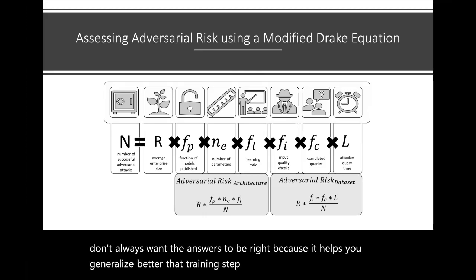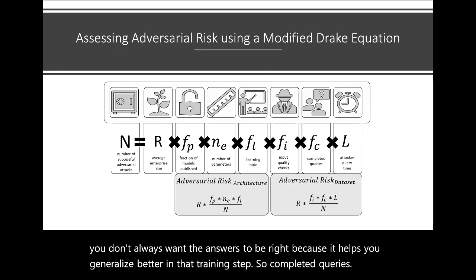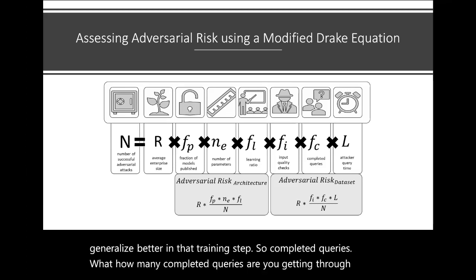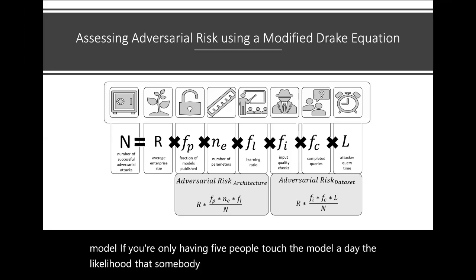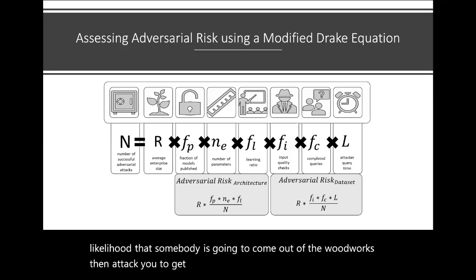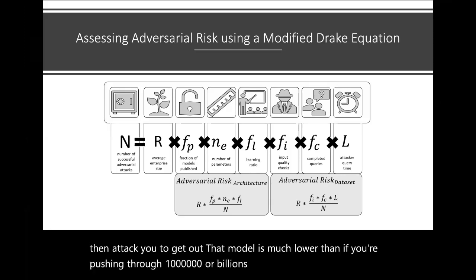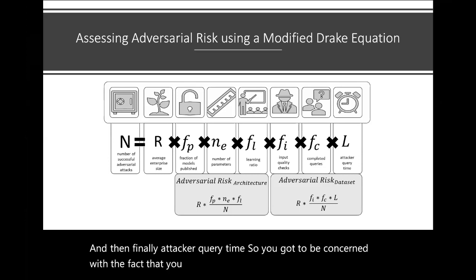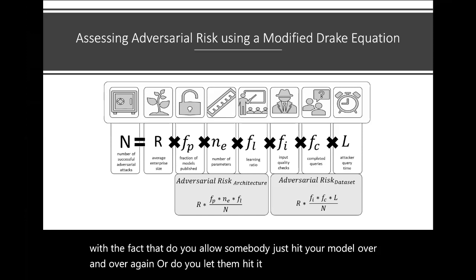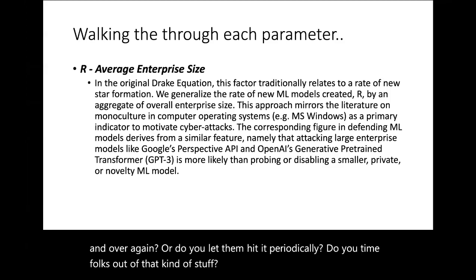Completed queries, so how many completed queries are you getting through the model? If you're only having 5 people touch the model a day, the likelihood that somebody's going to come out of the woodwork to attack you to get at that model is much lower than if you're pushing millions or billions of people through that particular attack. And then finally, attacker query time. You have to be concerned with whether you allow somebody to just hit your model over and over again, or let them hit it periodically. Do you time folks out? That kind of stuff. So we're just going to walk through each of these parameters in a little more detail.